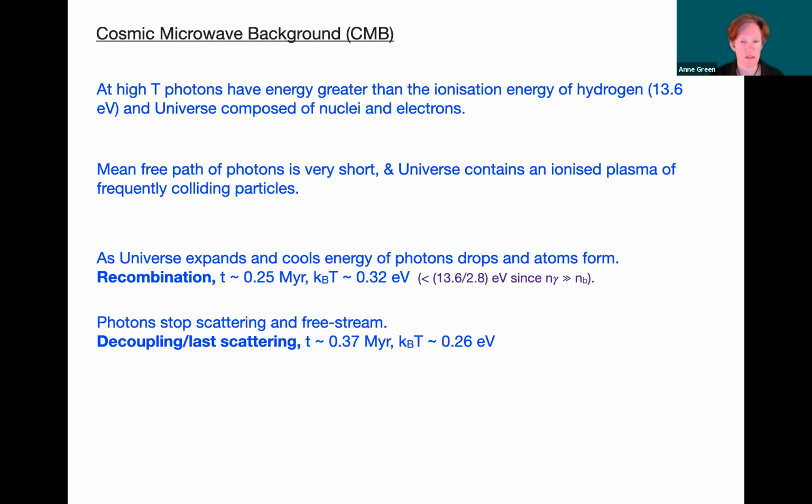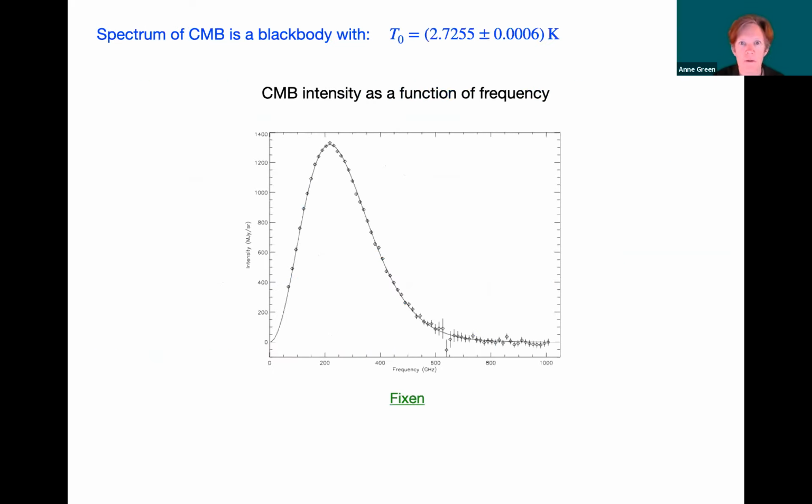And so this is technically two separate processes, but they happen very close together. The stopping of scattering is called decoupling, and last scattering is the last time they scatter. And so that happens slightly later than recombination. So the recombination then causes decoupling. And so these photons free stream through the universe. They are the cosmic microwave background, or CMB for short.